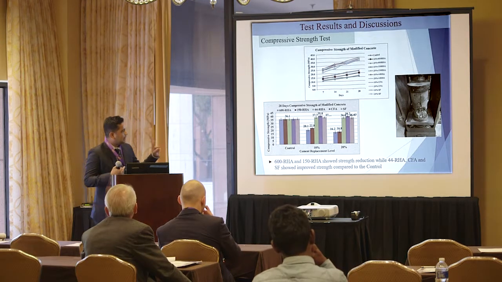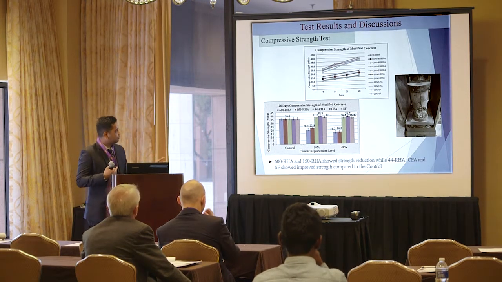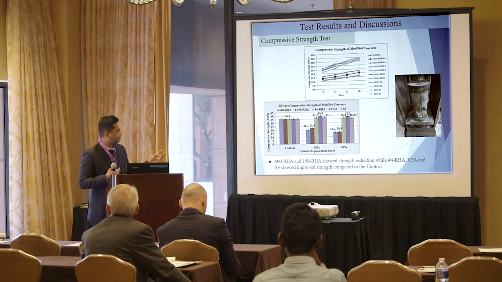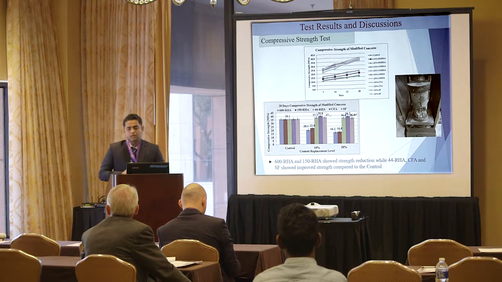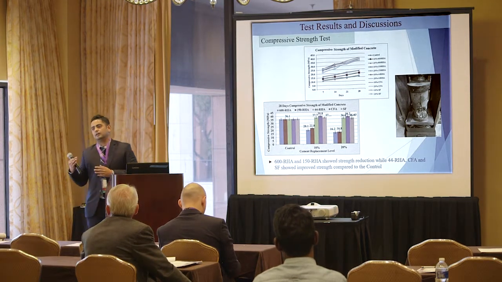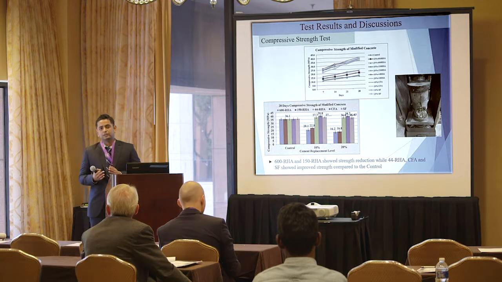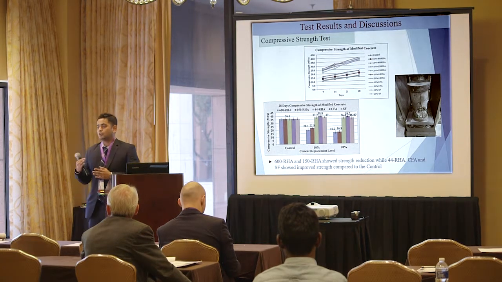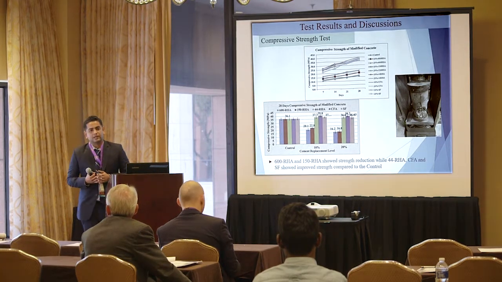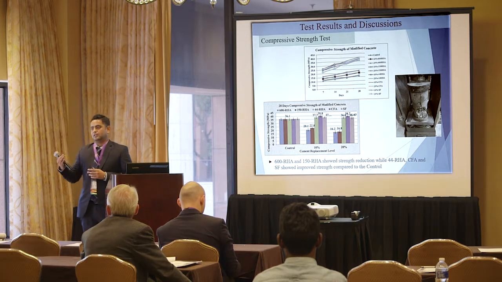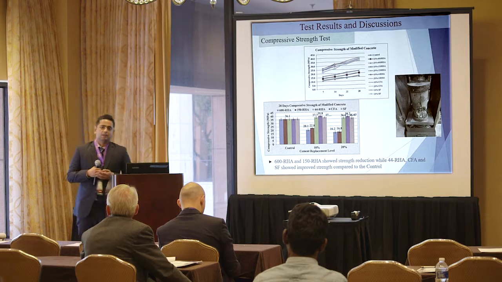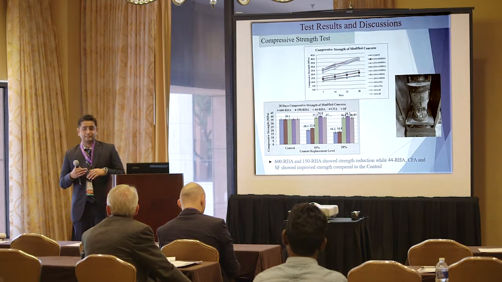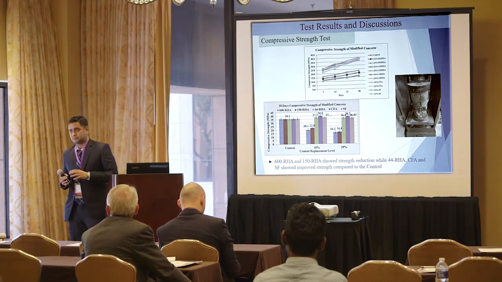And for RHA1 and RHA2, which are the 600 and 150 micrometer RHA, the compressive strength gets very low, because RHA1 contains more carbon than RHA3. And we know that if the carbon content is high, it has an adverse effect on the compressive strength.